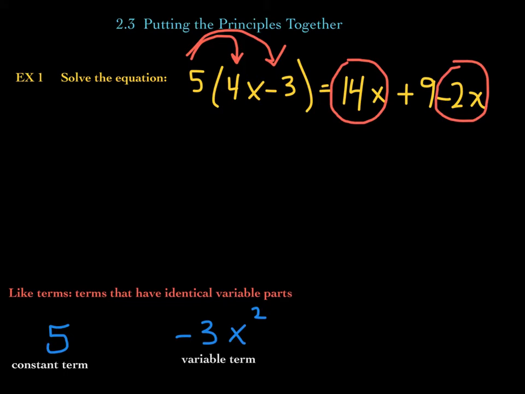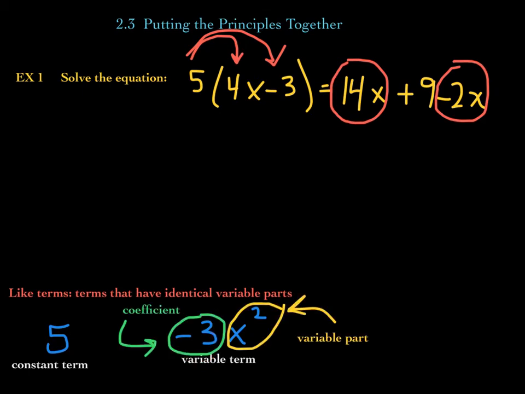All right, in order for two terms to be like terms, they have to have identical variable parts. Now, a little more vocabulary for us. This variable term has two parts to it. The variable part, which is x squared, and then the numerical part, which is -3, also called the coefficient. So we have the coefficient, -3, and we have the variable part, which is x squared.